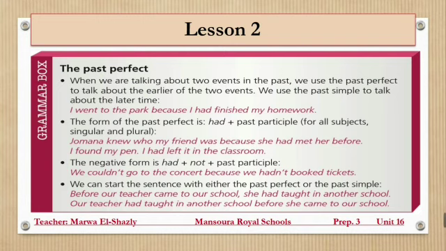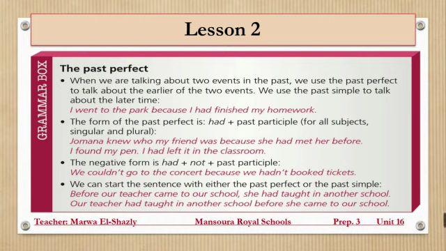The form of the past perfect is had plus past participle. And this is for all the subjects, singular and plural. Jumana knew who my friend was because she had met her before. So we understand from this sentence that Jumana knew my friend because she had met her before. So the action of meeting her preceded knowing her. I found my pen. I had left it in the classroom. Found, had left. I understand that from this sentence, I had left my pen first, then I found it.